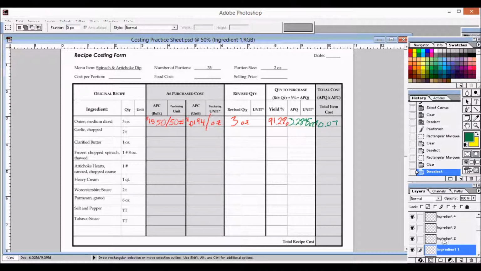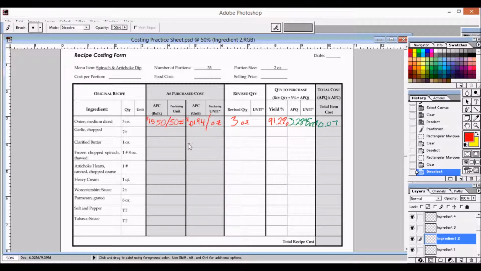All right, welcome back. Still costing out the spinach and artichoke dip, and we're talking about how fabrication plays into the costing. So we just knocked out the onions. Very straightforward. You had a yield percentage, and it just modified the price a little bit. So the next one I wanted to approach was the clarified butter, because clarified butter is kind of an interesting one, because you could either just buy clarified butter, or you can clarify the butter yourself.